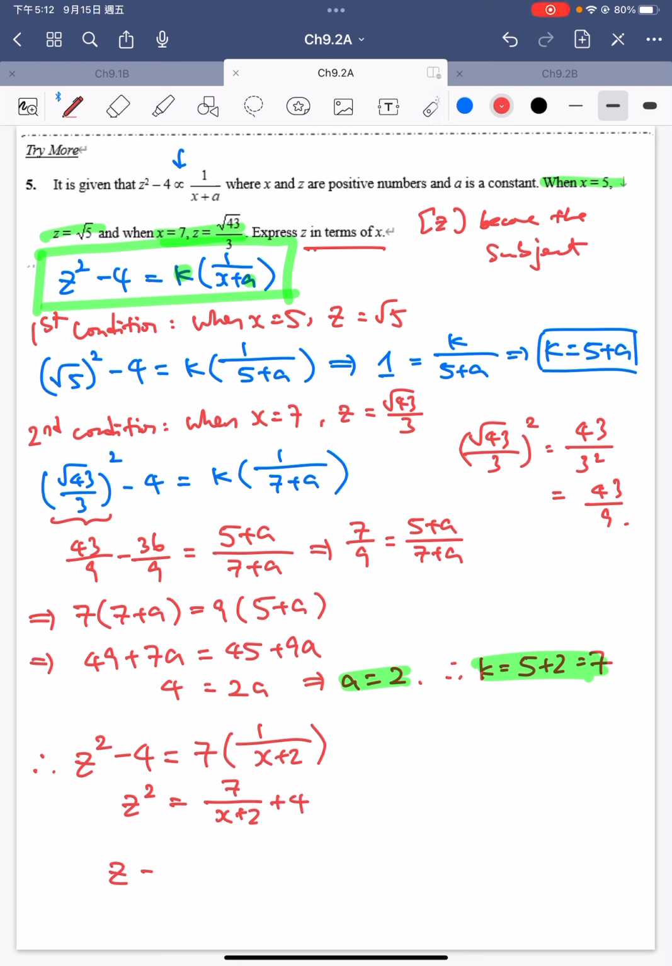Then we have z is equal to plus or minus the square root of the rest. However, as the question stated that x and z should be positive numbers, in this plus or minus sign, we only need the positive one. So that's the answer for this question.